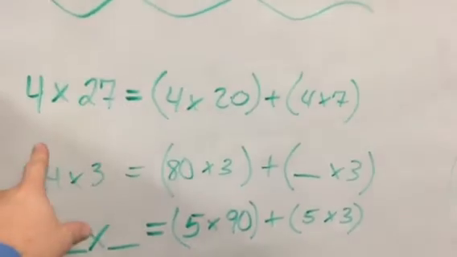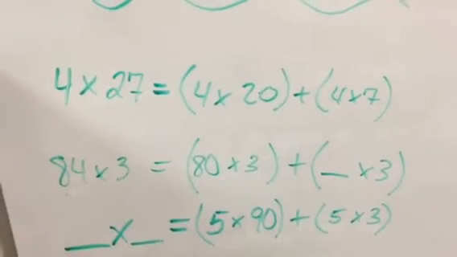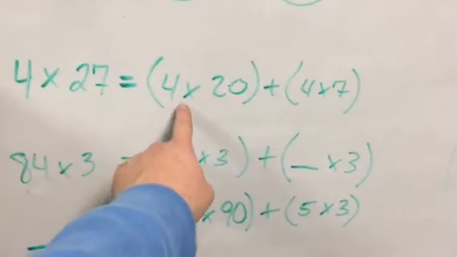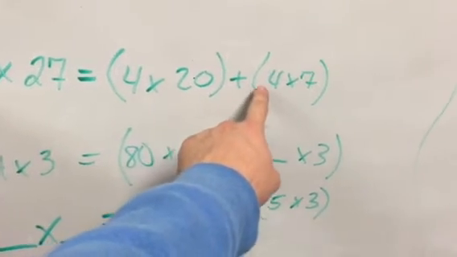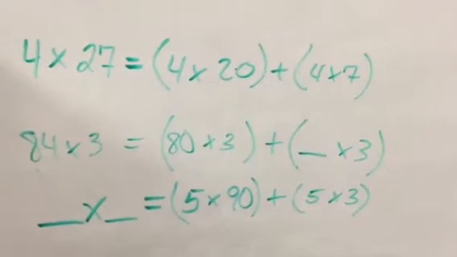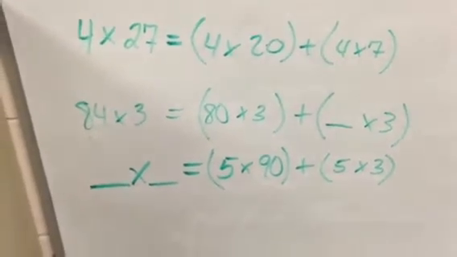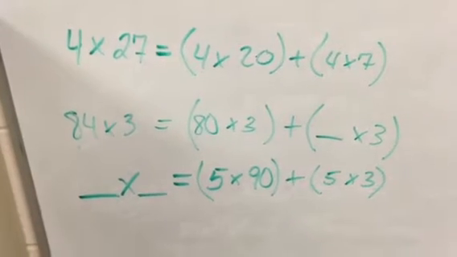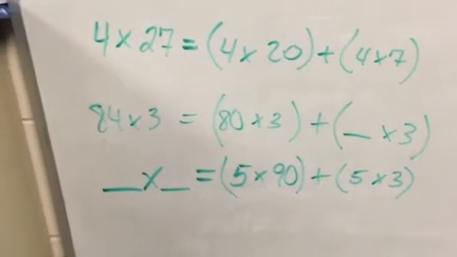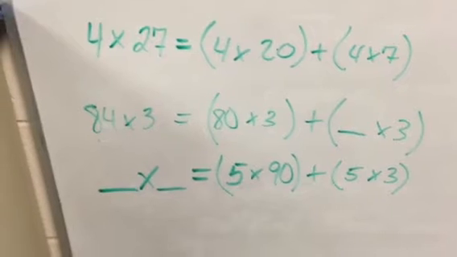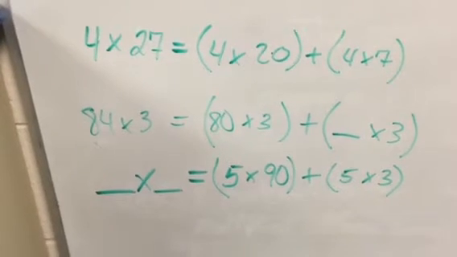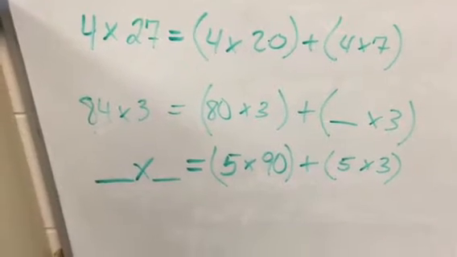If I have the problem 4 times 27, I can think of it as 4 times 20 plus 4 times 7, and I'll get the same answer. If you want to take a calculator, pause the video and test me. Make sure that that was done correctly. See? I'm not a liar.